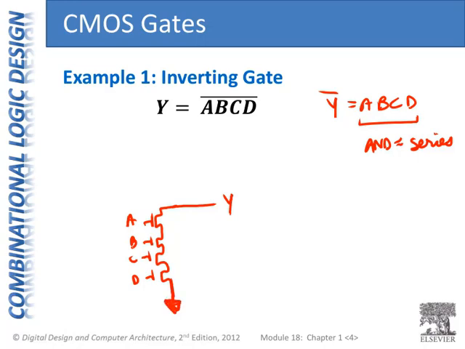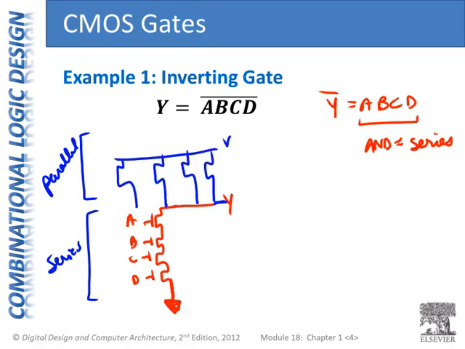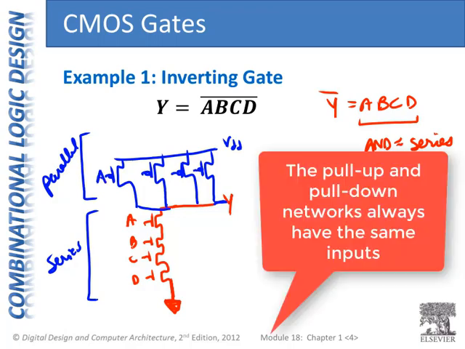Now we need our pull-up network. Our pull-up network is going to be a complement of the pull-down. The pull-down is in series, so our pull-up will be in parallel. Here's our VDD up here, and we're going to get those in parallel. Again, only PMOS transistors in our pull-up network, tied to the same inputs.